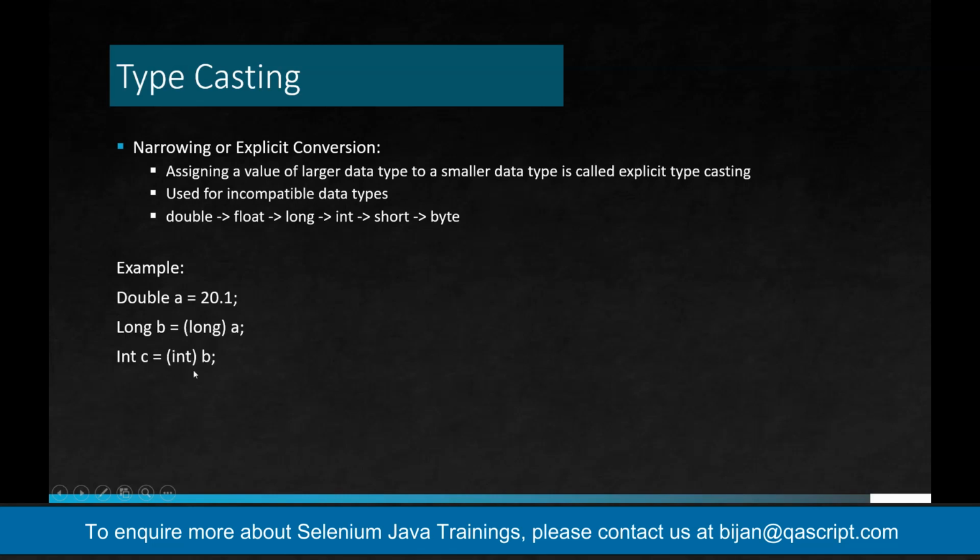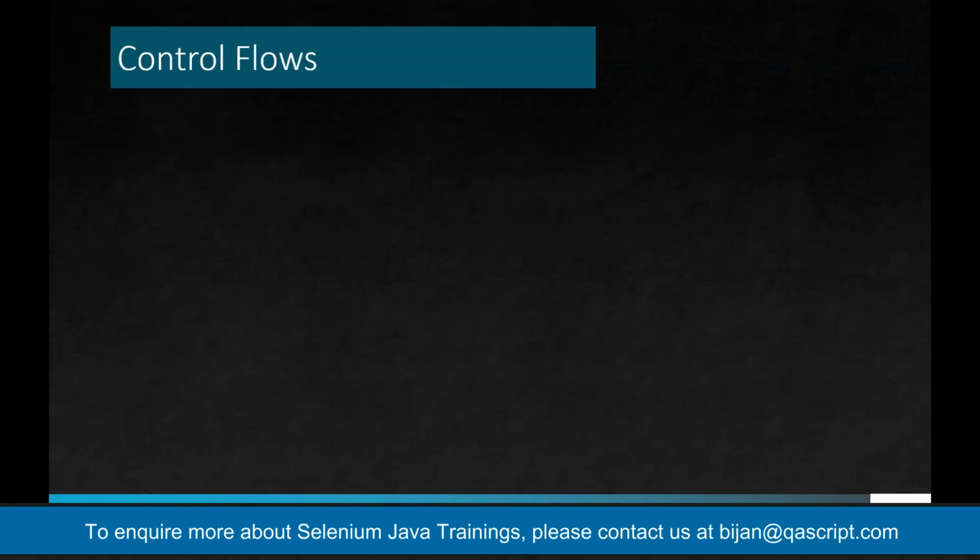So you need to put that in brackets. This is known as explicit conversion, where you are doing it explicitly. But if you are doing it from a smaller data type to a larger data type, then Java would do it automatically. Okay, so this was all about typecasting.